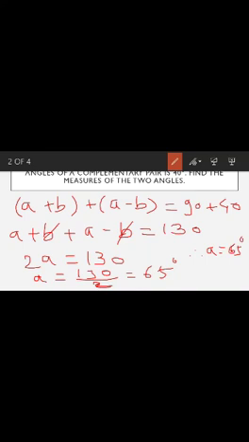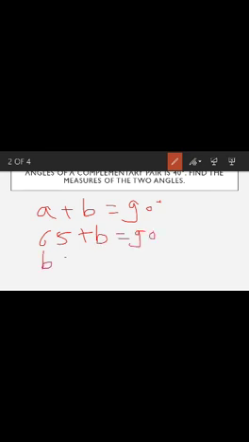We'll get. Now we need to find out B. What do we need to do? We need to put this value of A in any equation. We'll put that value in A plus B is equal to 90 degrees. What was our value? A is equal to 65 degrees. 65 plus B is equal to 90. Now B is equal to 90 minus 65, since the 65 is plus, it will go to the other side and become minus. It will come to 25 degrees.